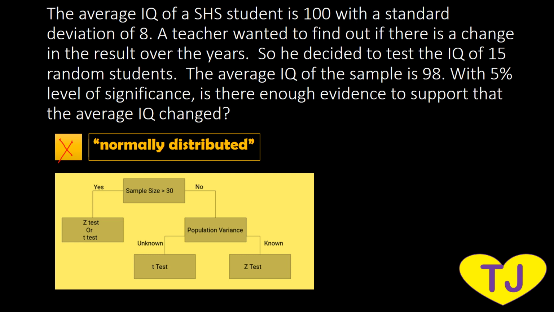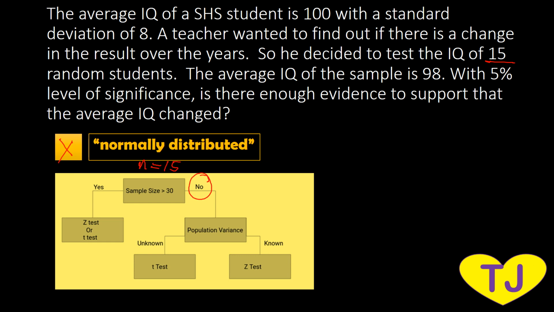Now, we start with the sample size. The sample size mentioned by the problem is 15 random students. According to this, he decided to test the IQ of 15 random students. So this 15 here is our sample size. Now n is 15, so we ask ourselves, is 15 greater than 30? The answer is no, that's less than 30. So we go for finding out whether we have the population variance or the population standard deviation given.